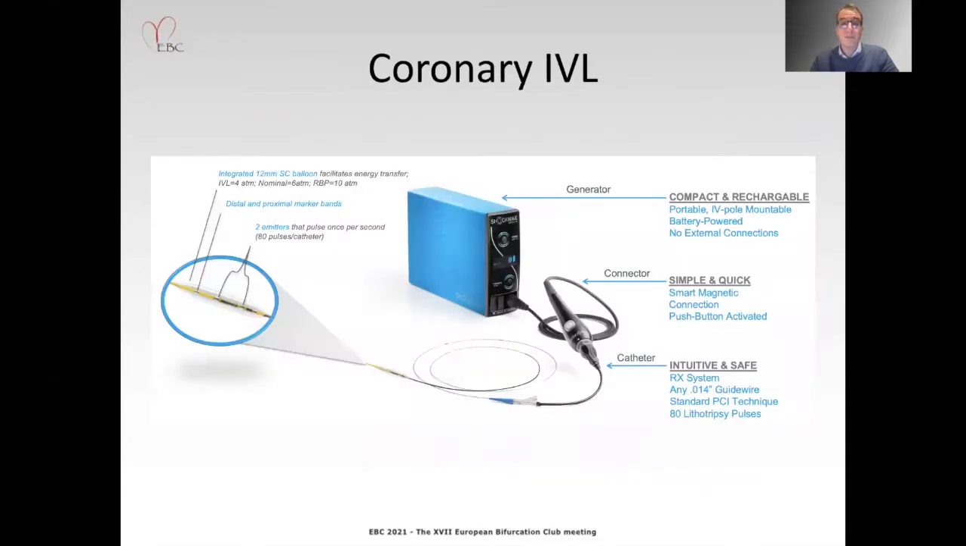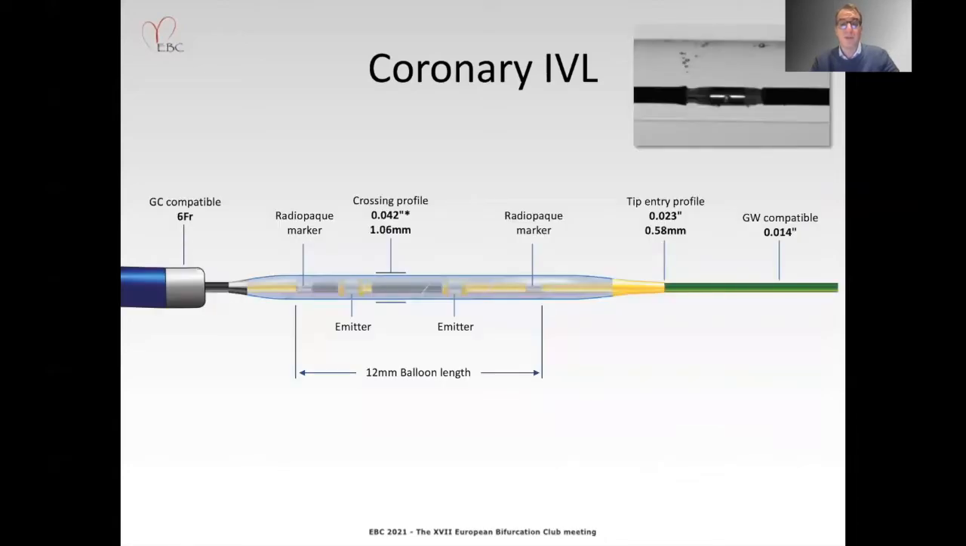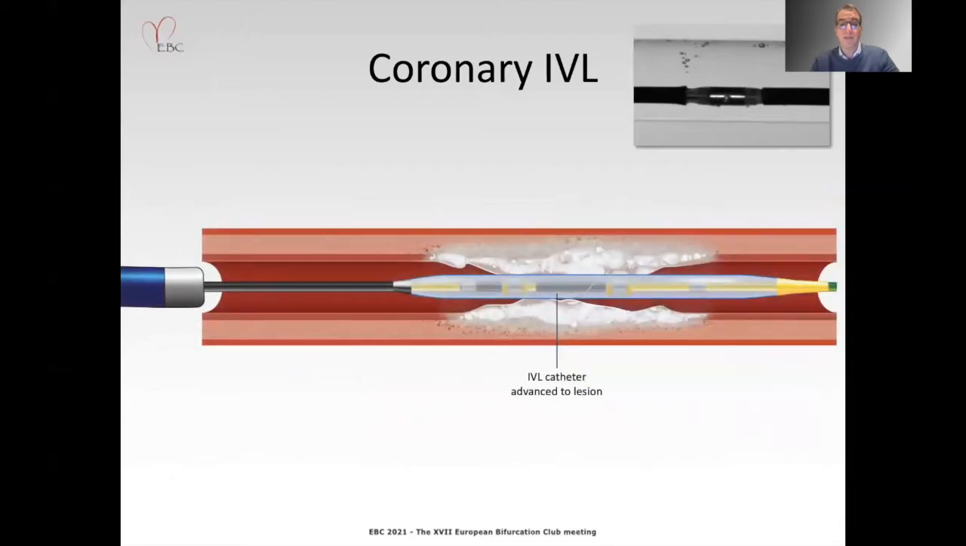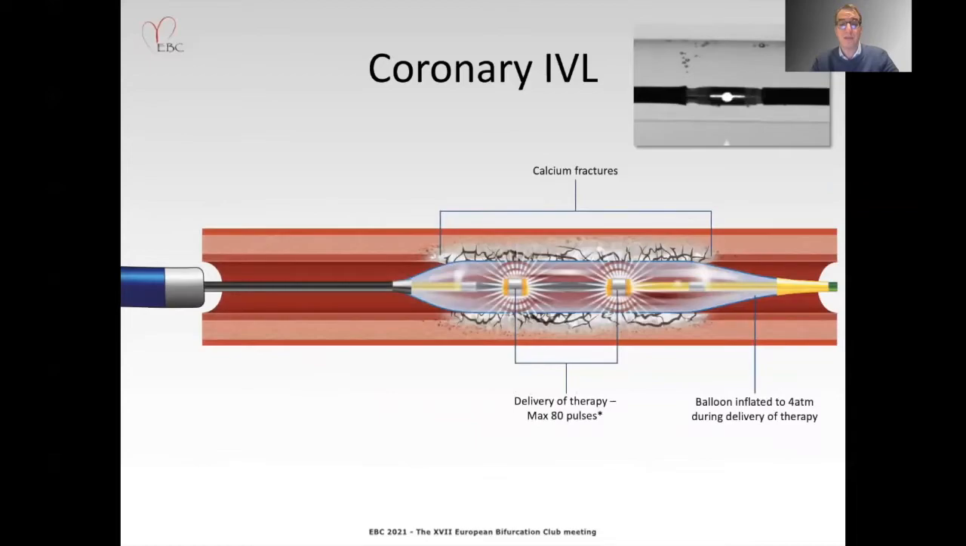The intravascular lithotripsy comes with a balloon catheter and a generator. The generator produces energy which is applied by the emitters in the balloon catheter. A small electrical discharge at the emitters vaporizes the fluid within the balloon to create rapidly expanding bubbles that generate sonic pressure waves and then collapse within a few microseconds. When the waves impact the calcium at nearly 50 atmospheres, they create a series of microfractures and make the vessel more compliant.